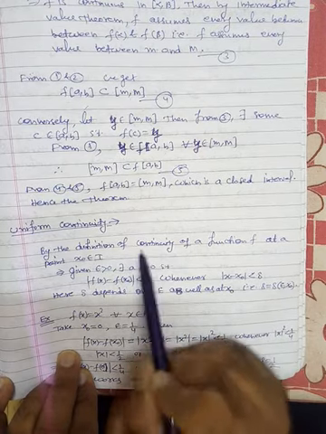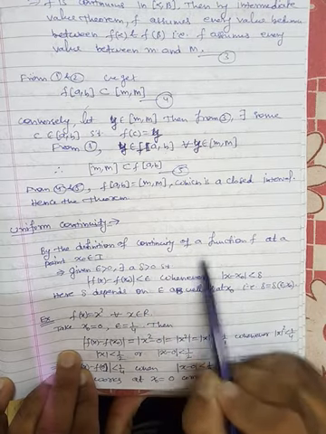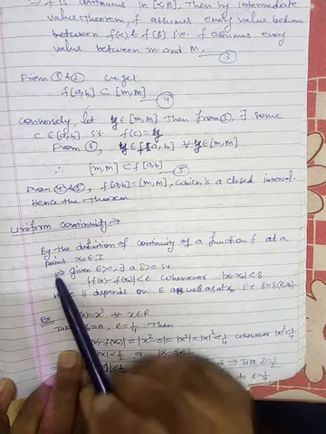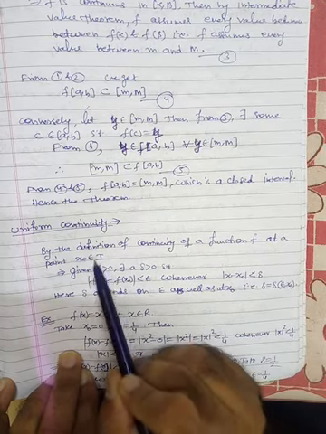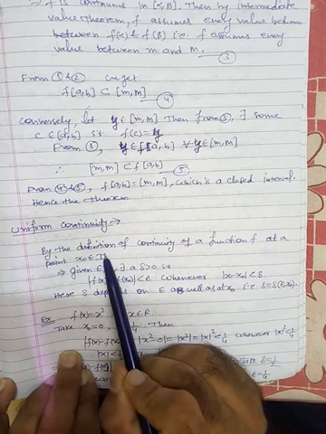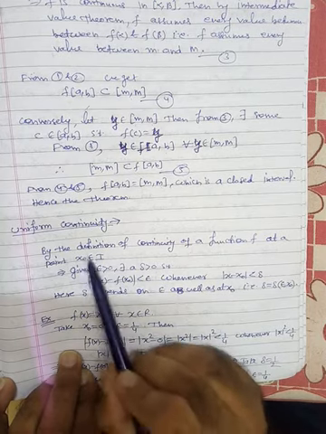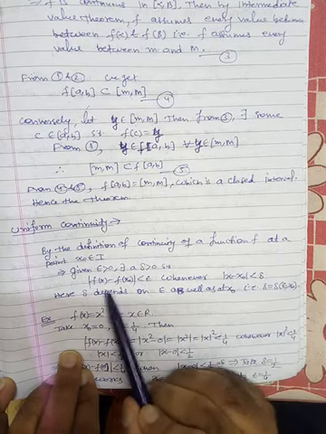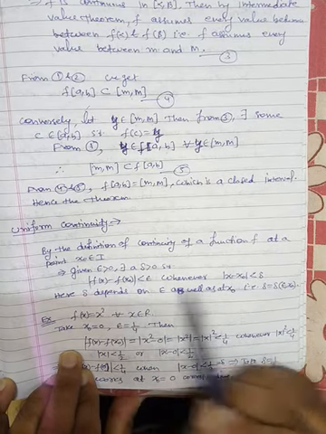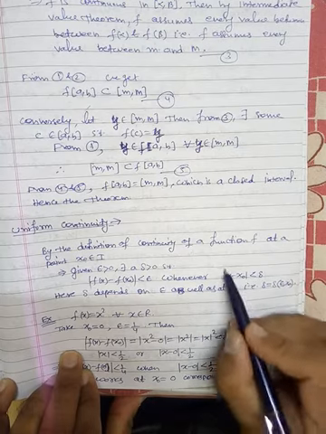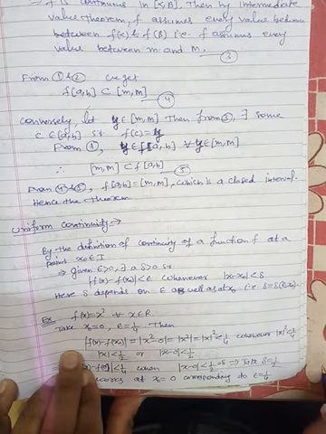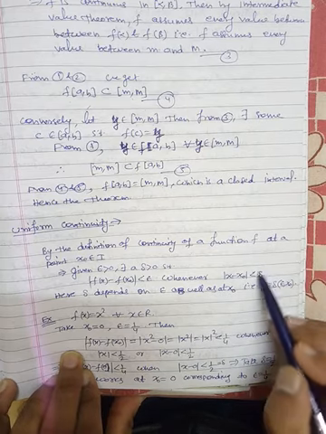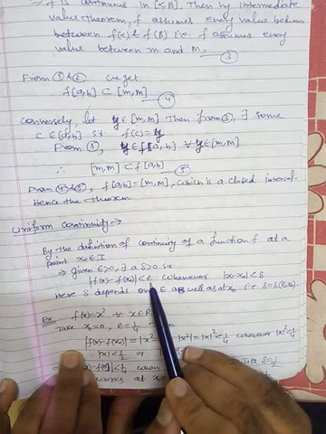So by the definition of continuity of a function f at a point x naught belonging to capital I, this is the domain of the function. What is the definition of continuity at this point? For a given epsilon, there exists a delta greater than 0 such that magnitude of f of x minus f of x naught is less than epsilon whenever magnitude of x minus x naught is less than delta. This is the definition.